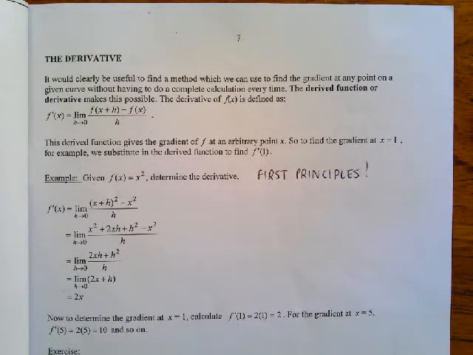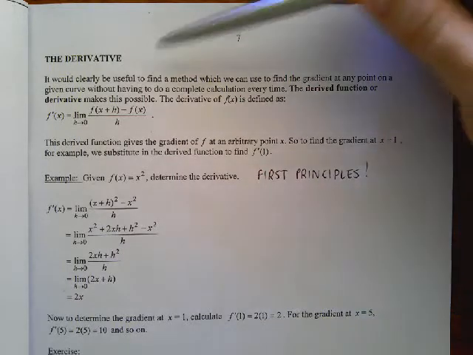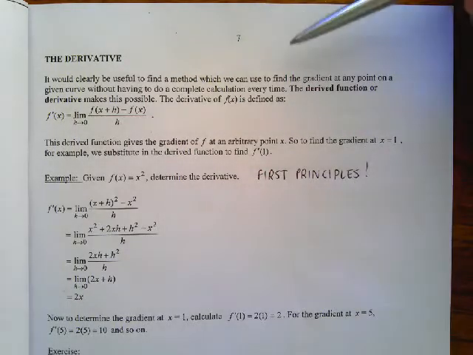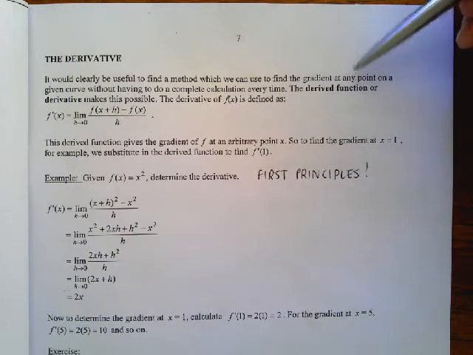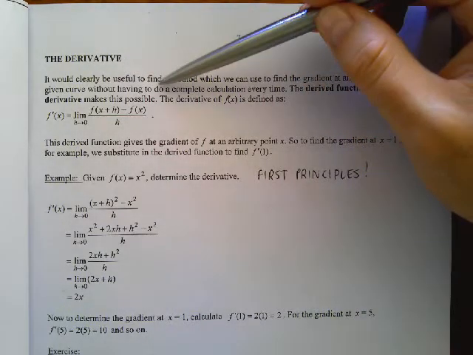Right, grade 12s, we move on to the next page of your calculus notes, which is entitled The Derivative. I'm just going to go through this page and the next page or two, just to make sure we're all up to speed with where we are in the chapter. It says, the derivative: it would clearly be useful to find a method which we can use to find the gradient at any point on a given curve without having to do a complete calculation every time. The derived function, or the derivative, makes this possible.